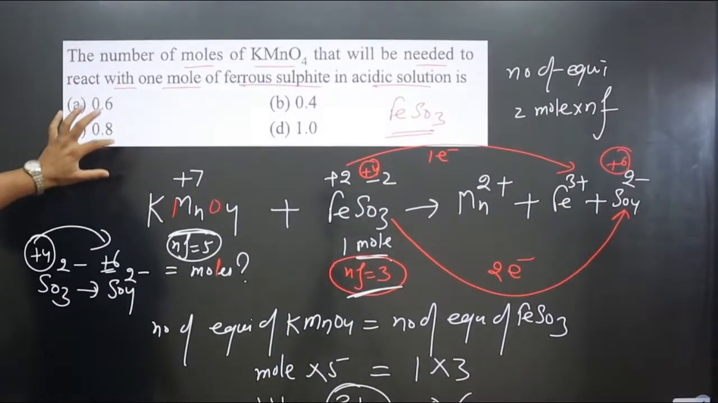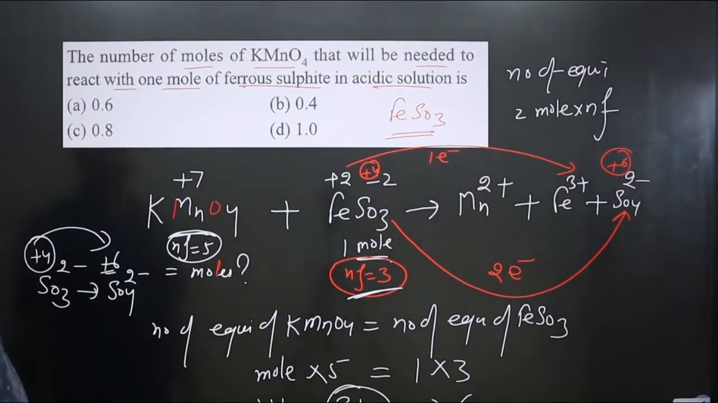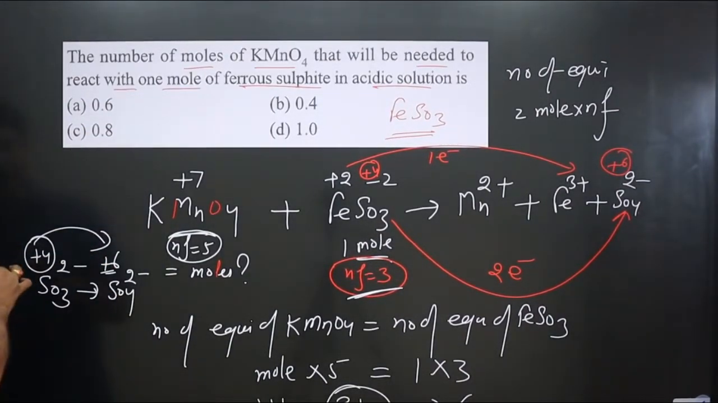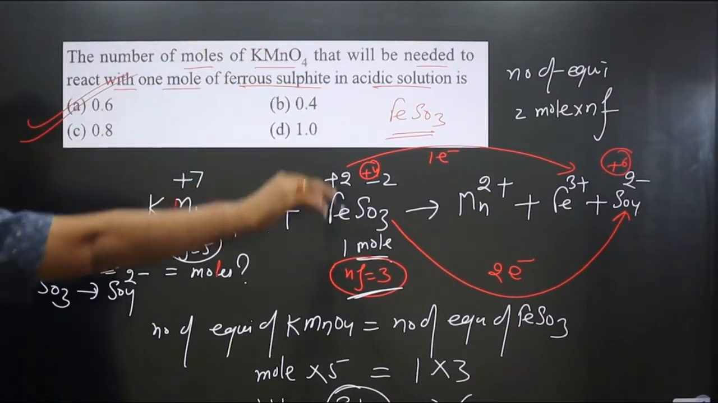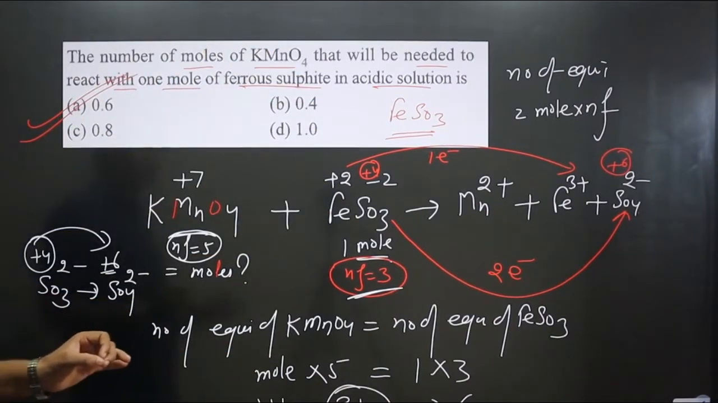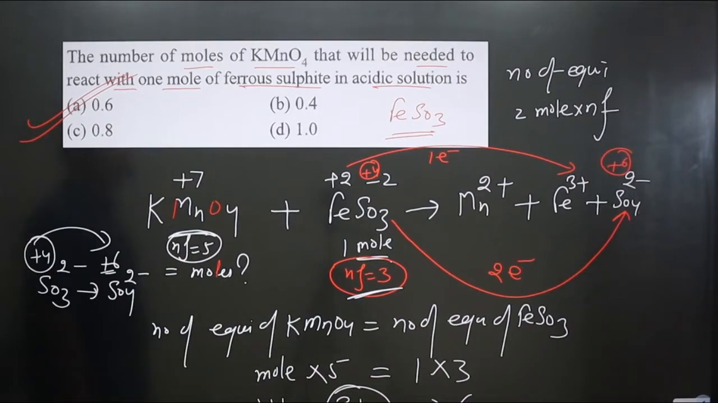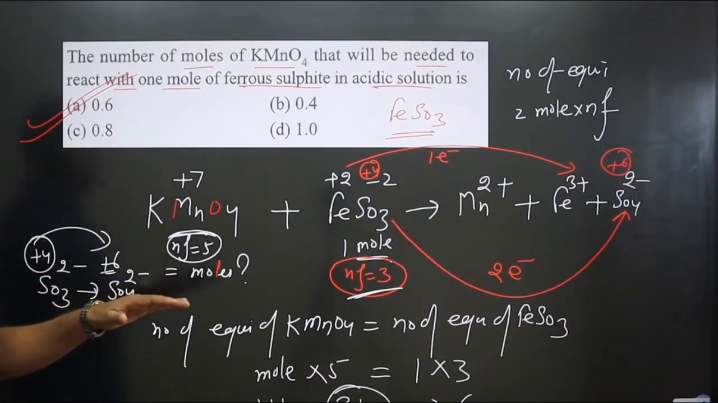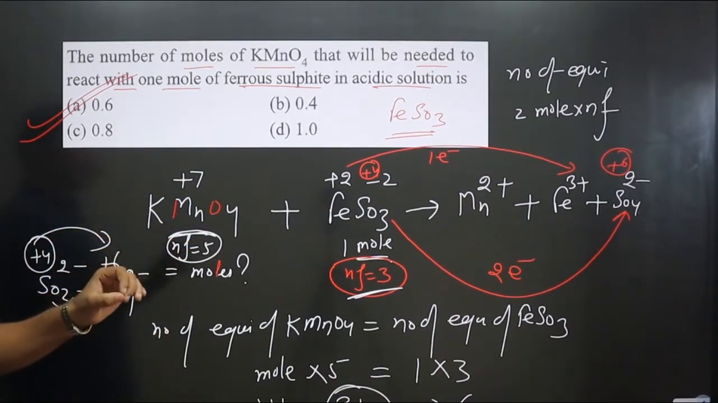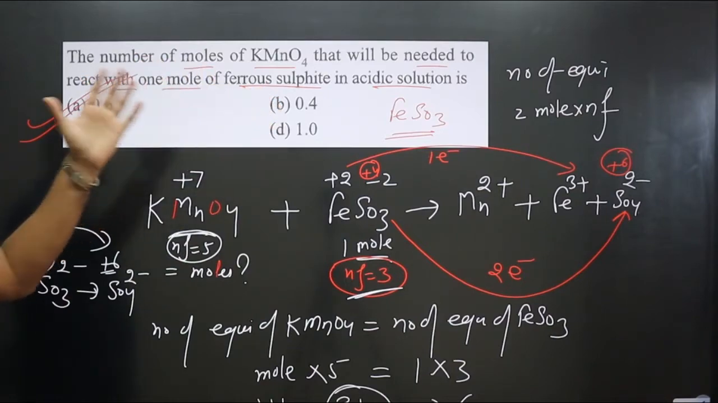KMnO4 will be participating in the reaction, 0.6 moles. Any option given here? 0.6, option A. So such a wonderful concept we applied, the number of equivalents. For this you need to write down the chemical reaction, then find the n factor value, apply the formula and get the answer.